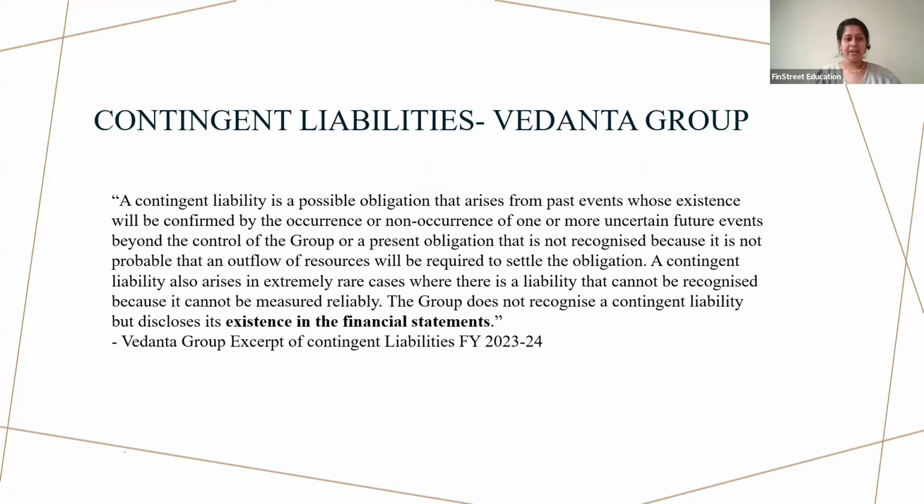Correct? I have taken an excerpt of the notes to accounts from Vedanta. This is what the company had disclosed in its FY 23-24 about the court case narration, and that is why a liability could not be recognized. They've clearly mentioned that a contingent liability also occurs in extremely rare cases where a liability cannot be recognized because it cannot be measured reliably.